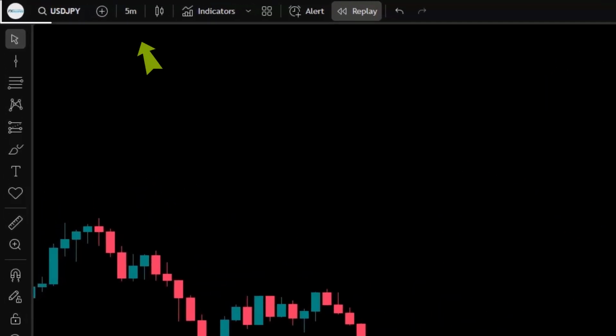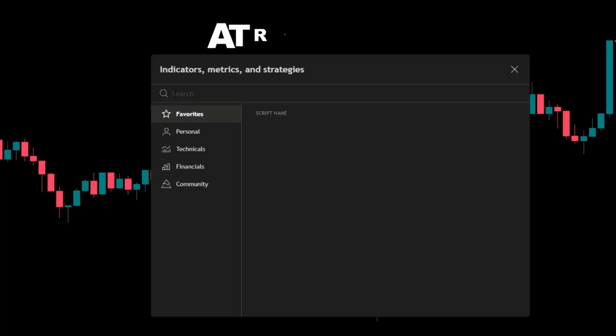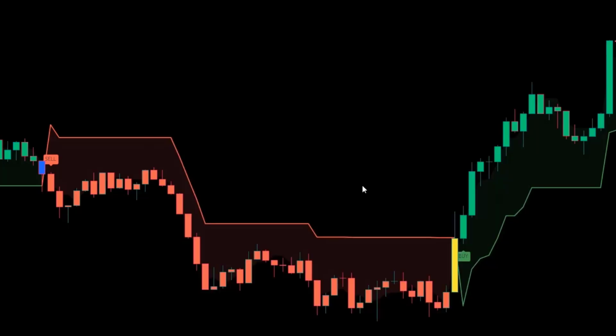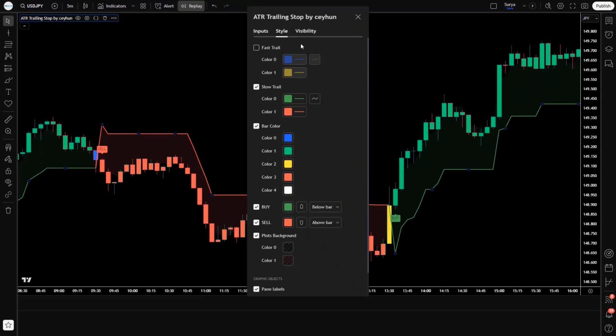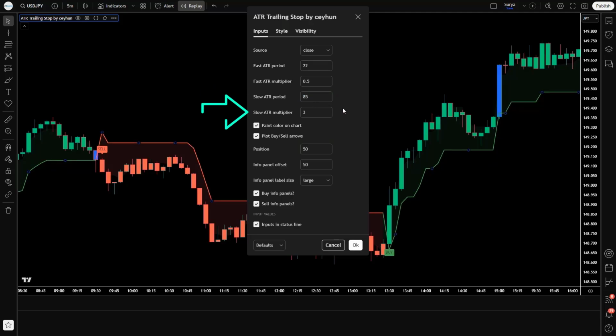We open the USDJPY 5-minute chart. First of all, we will click on the Indicator tab. Here in the search box, search ATR Trailing Stop. Now add this indicator to the chart. Click on the settings icon of the ATR Trailing Stop indicator. Tap on Inputs. In Fast ATR Period, replace 5 with 22. In Slow ATR Period, replace 10 with 85. In Slow ATR Multiplier, replace 3 with 4.